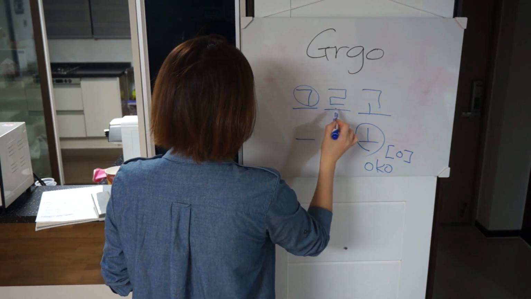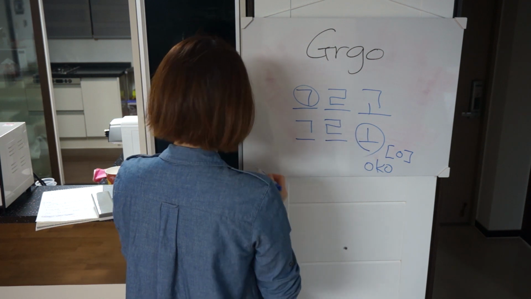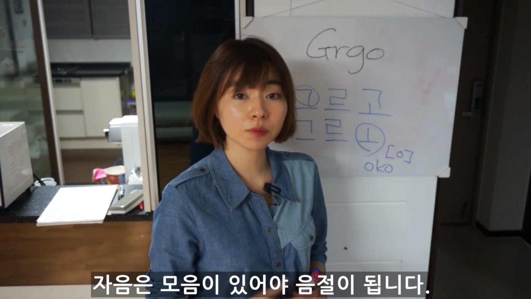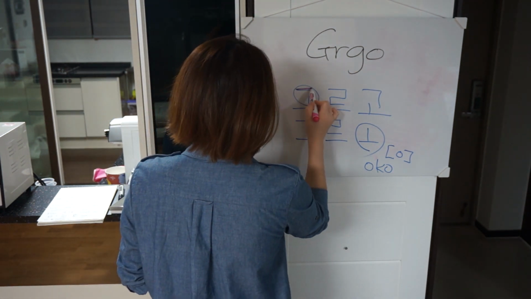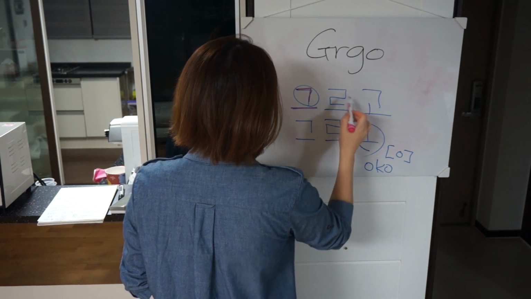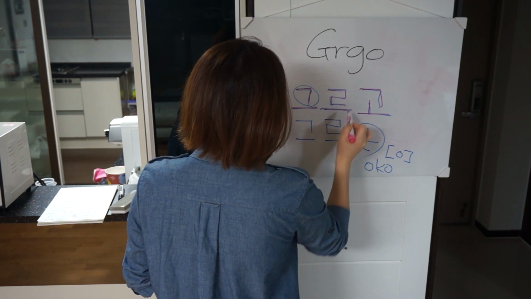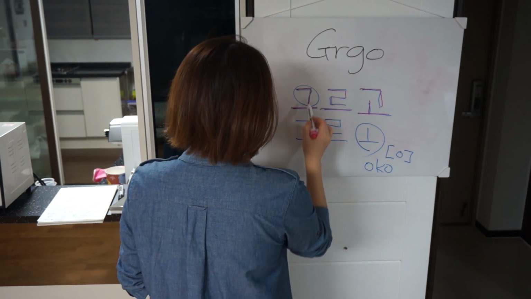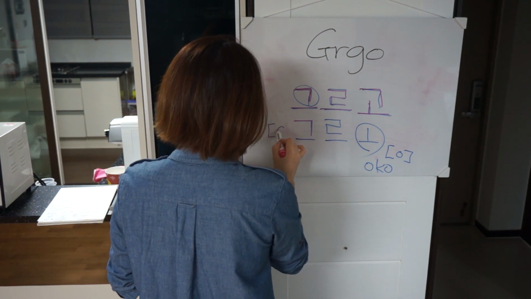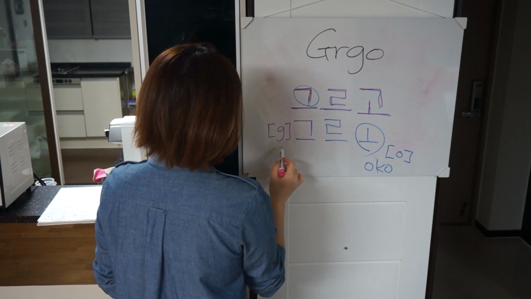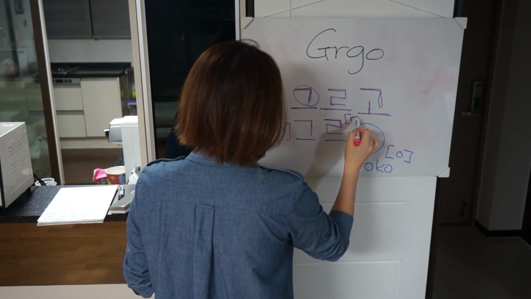And next, Korean consonant, 기역 and 리을. Korean consonants must have vowels to make syllables. 그, 고, 르. So the 기역 is sound G. And 리을 is sound L.